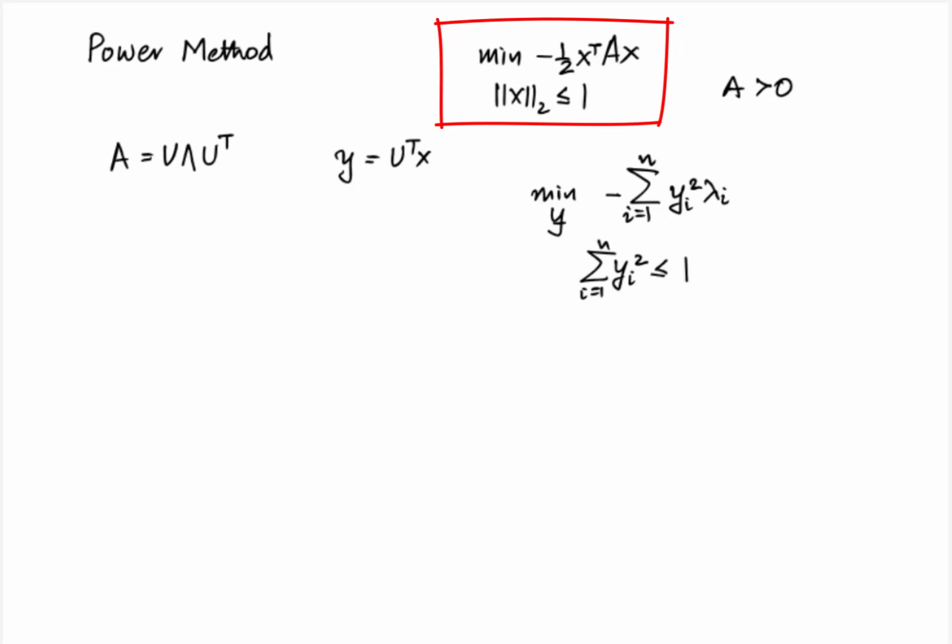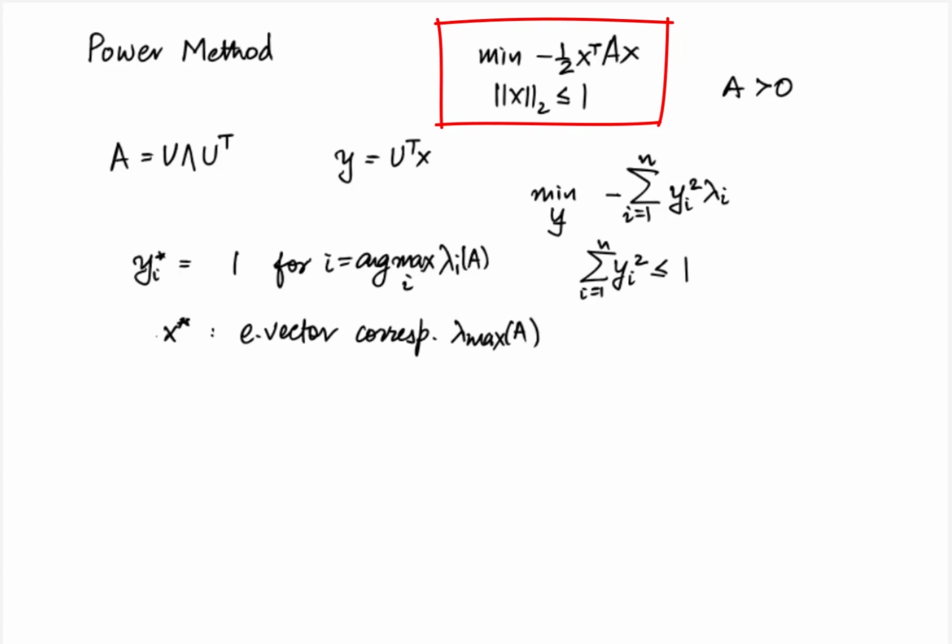The solution is given by taking y_i to be 1 for i corresponding to the largest eigenvalue of A. So the optimal value of this problem is given by the largest eigenvalue of A, and the optimum x is the eigenvector corresponding to the largest eigenvalue of A.